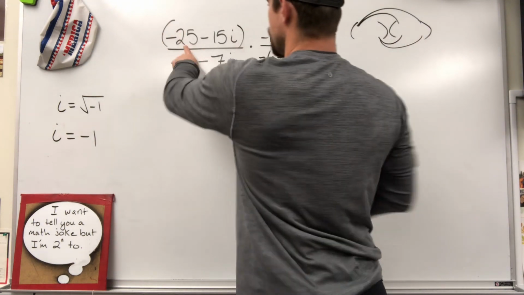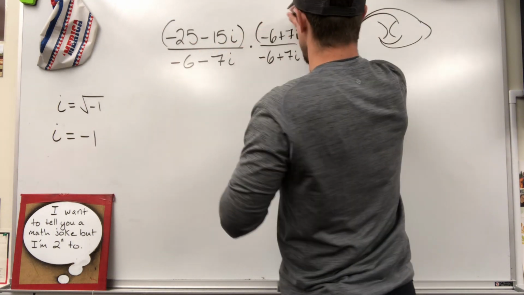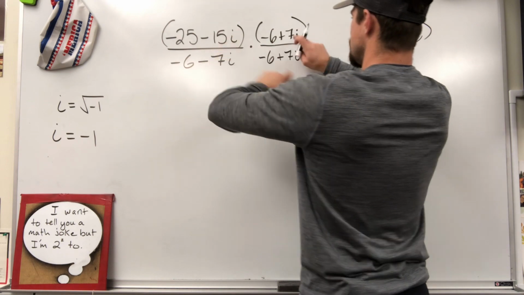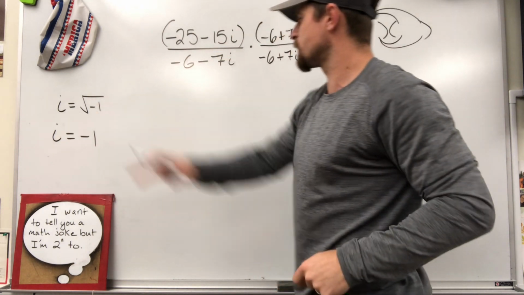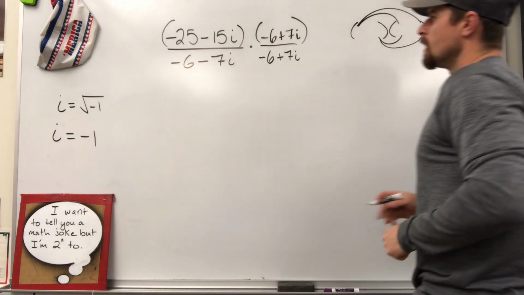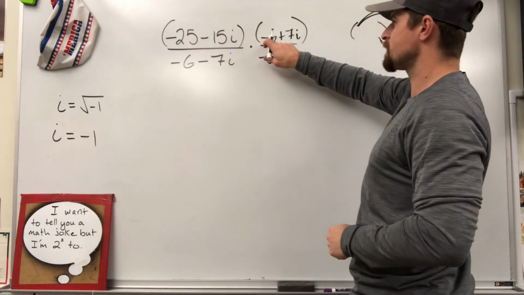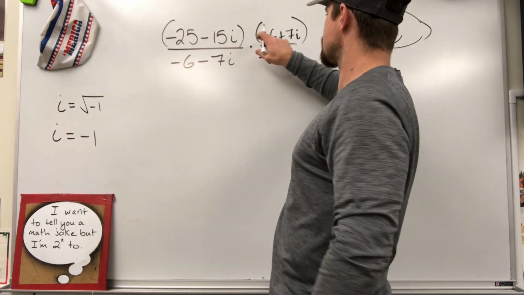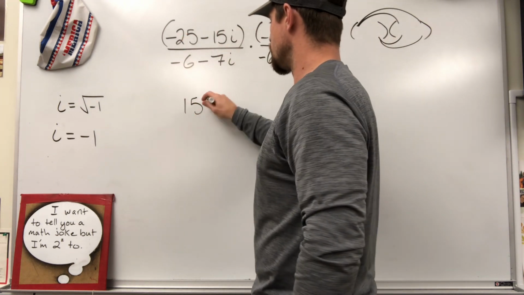We're going to take first times first, outside times outside, inside times inside, last times last. Then we'll write down our simplified expression down below. So negative 25 times a negative 6, a negative and a negative multiply together to make a positive. 25 times 6 would be 150.